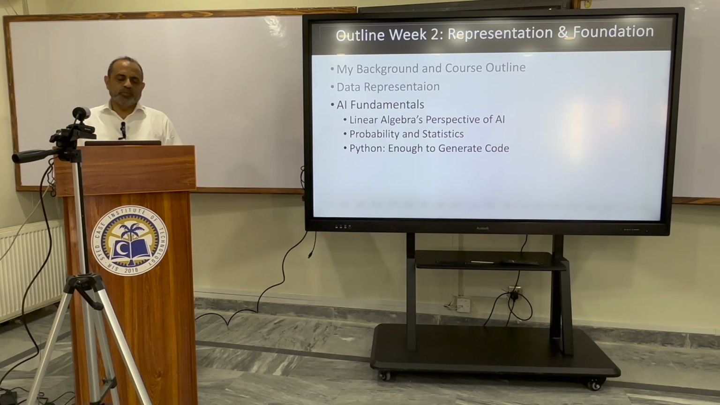And then once we go to AI fundamentals, what are the prerequisites? What knowledge do we need to have to learn AI? So linear algebra comes at the top. And we will shortly find out why linear algebra is important to learn for artificial intelligence. So is probability and statistics. So we need to learn about that too. And then Python, enough to generate code.